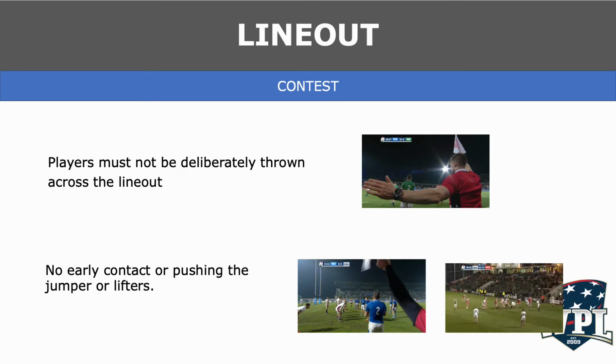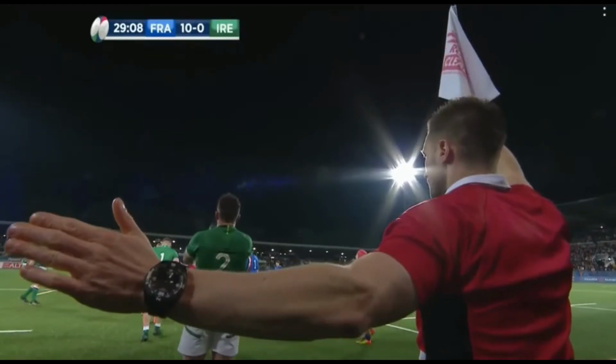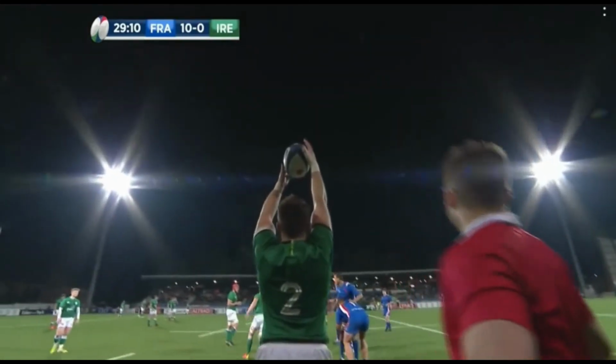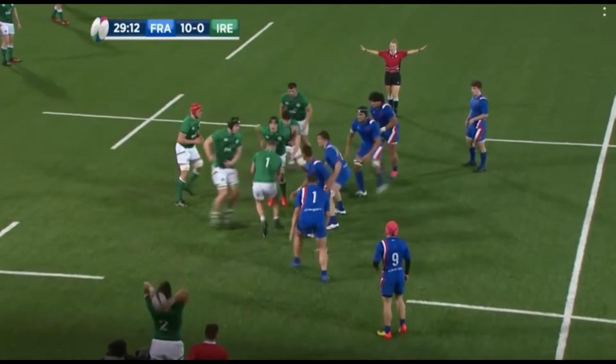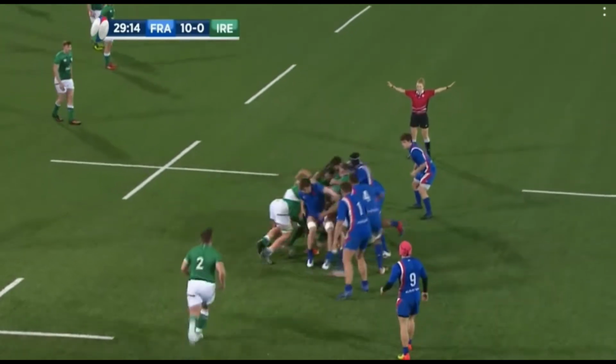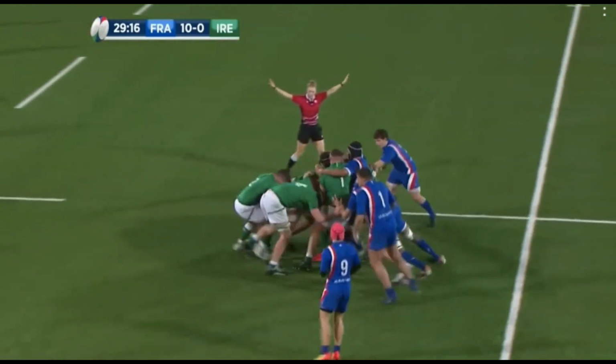When contesting the lineout, players may not be thrown across. Here in this first example, the blue jumper is launched across the line of touch, and he creates a problem when he lands on the green maul forming and takes out green 4. The referee correctly plays advantage for this.